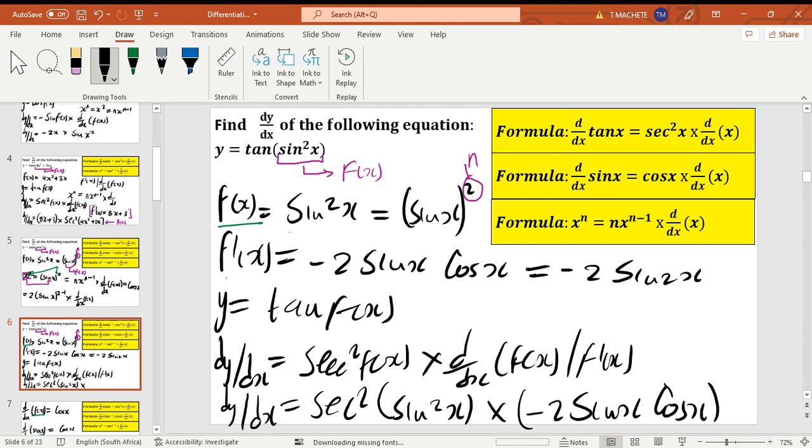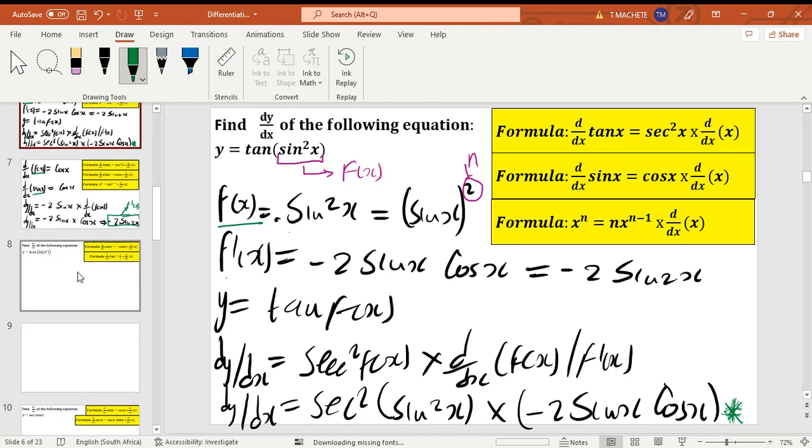And then this should be your final answer. That's how you get your final answer. So your final answer is this one right here, where I highlighted in green. This is your final answer. No need for you to expand it. You can leave it this way. Okay, we're going to go to our next example.